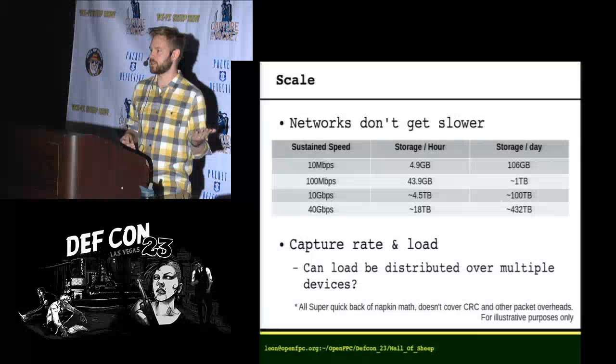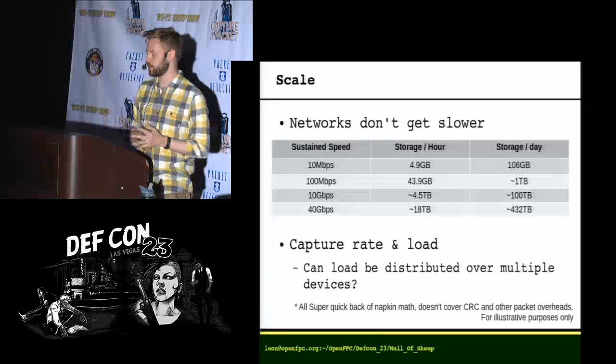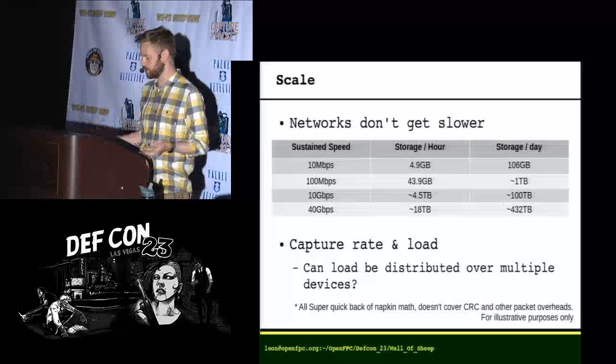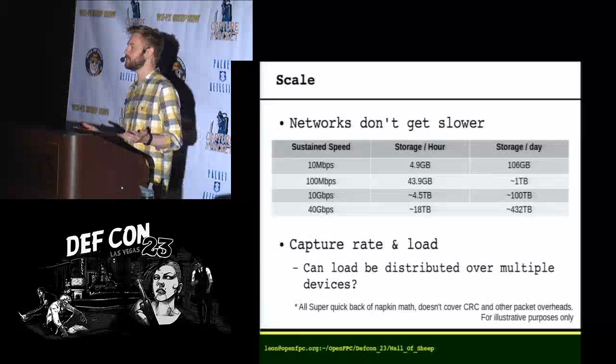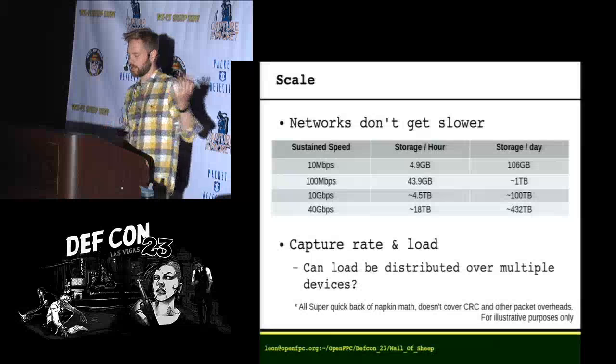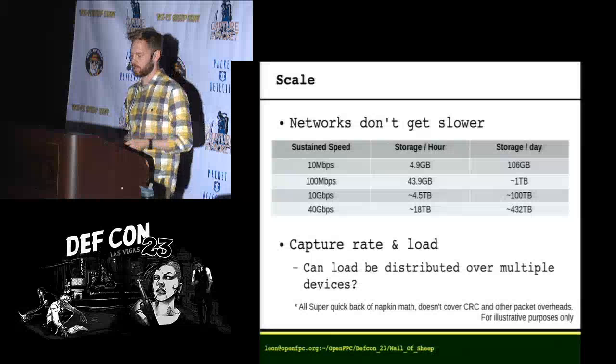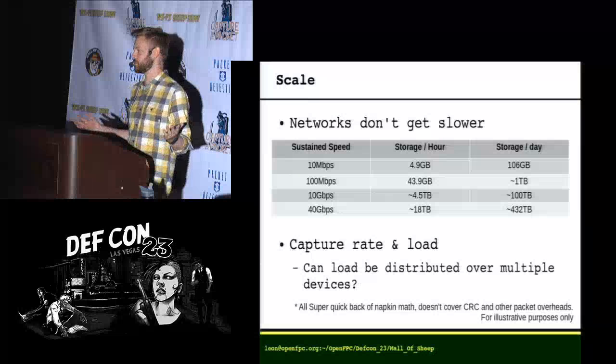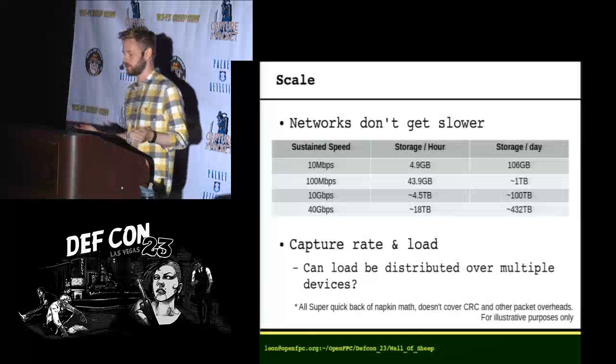Something like a 10 megabits per second perimeter link requires up to 106 gig of storage a day. That's not hard. You can do that on laptops. That's easy to hit. 100 megabit pipes giving you 1 terabyte a day. That's walk in the park stuff for modern computing.